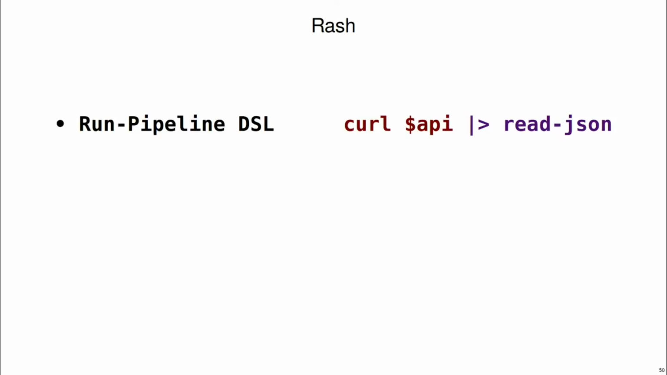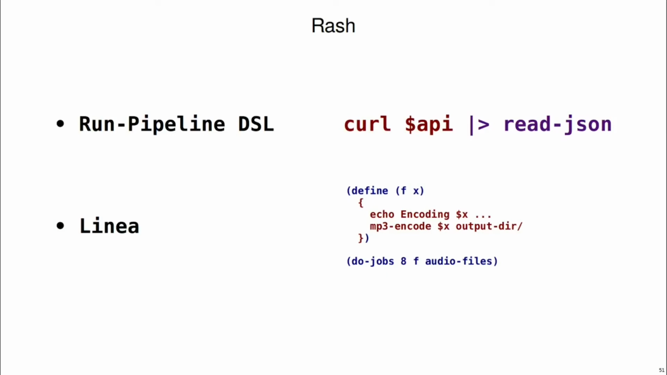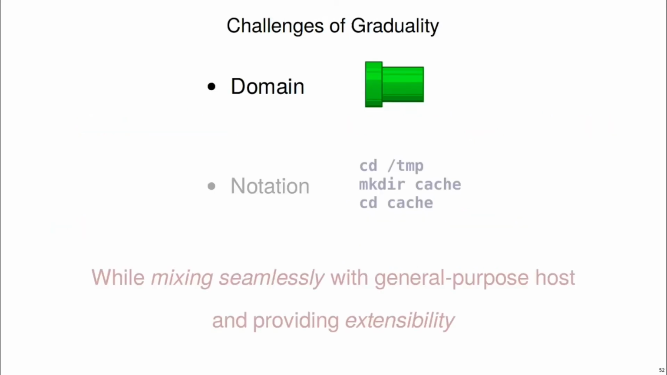Rash therefore has two major components. There's the run pipeline DSL, which provides the domain semantics, and the Linea module that provides the line-oriented notation. And both of these have various considerations for mixing with the host and providing extensibility hooks. Let's first look at the domain component, the run pipeline DSL.